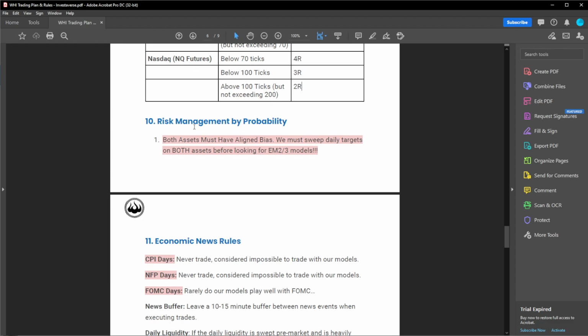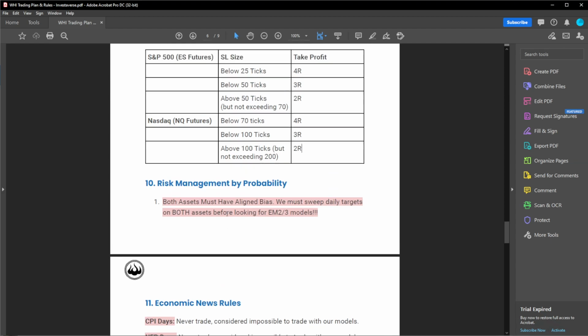What does that mean? Sometimes I'll hop on the charts. We swept the previous day high on ES, but maybe NASDAQ's a little behind. We still haven't swept it. Traditionally, if I see that the daily liquidity swept, I would immediately start looking for an EM3 or an EM2. But I'm not even going to consider any of those models until the daily targets are met on both pairs or assets. So that's a very crucial, very important note.